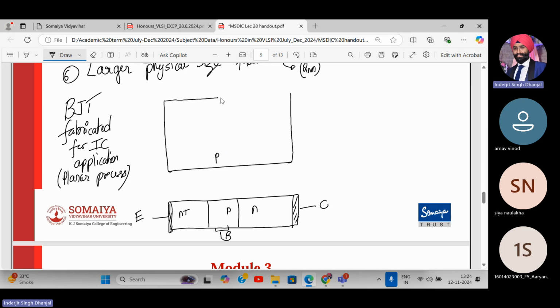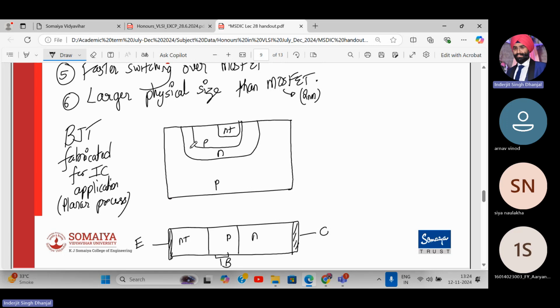Then we make a layer of N. Then again we make a layer of P. And finally we make a layer of N plus. So the first one is actually quite large. So what is the first tapping over here? This is my base. Actually, I should have drawn it according to this, but it's just fine.